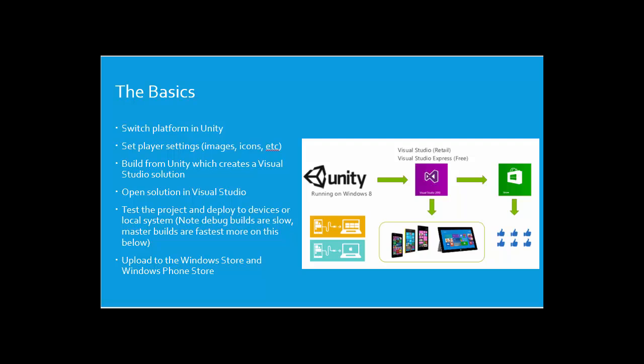So this is basically the gist of what we're going to go through. I'm going to hop on over to Unity in a second, and then we'll walk through how you can switch your build platform in Unity, set your player settings so we can put in the images and the icons, and then we'll build out from Unity, which will create a Visual Studio solution for our universal app, and then we can open that in Visual Studio, or we can just run it straight away to test the project and deploy it to either devices that we may have plugged in, like I'm going to plug in my Windows Phone and get some screenshots from that, or you can just run on your local system. So let's head over to Unity.